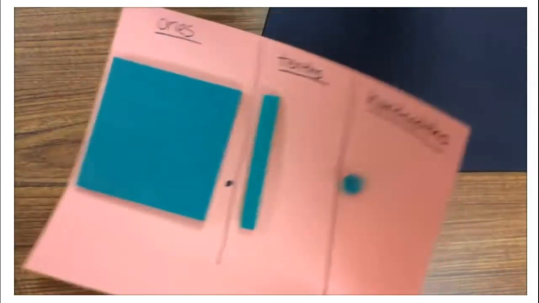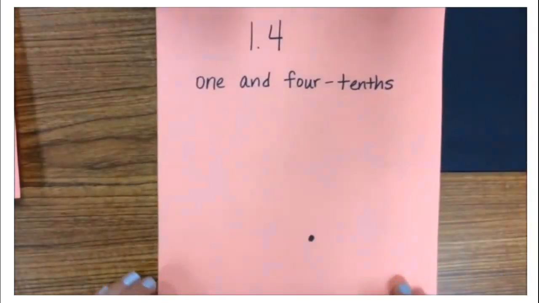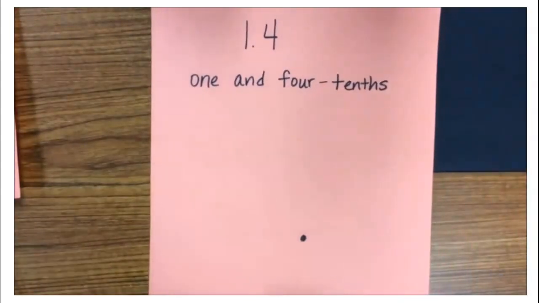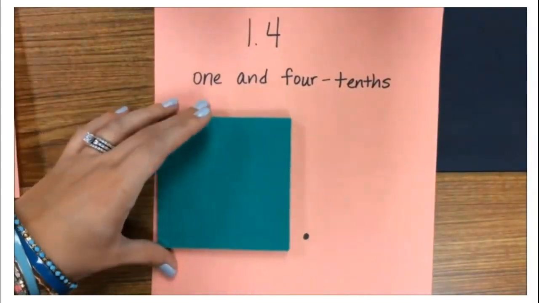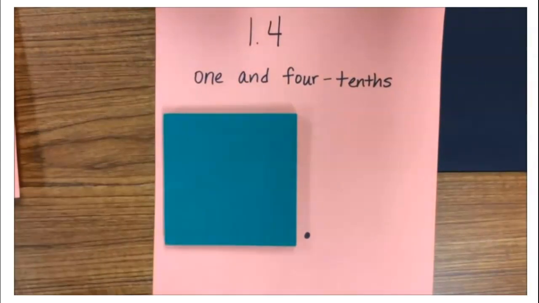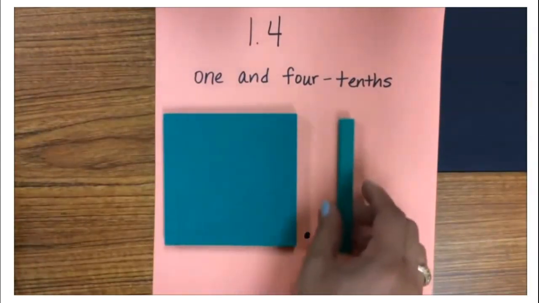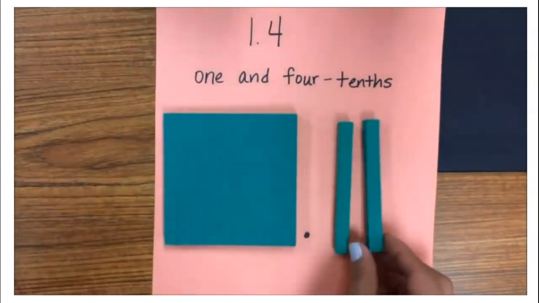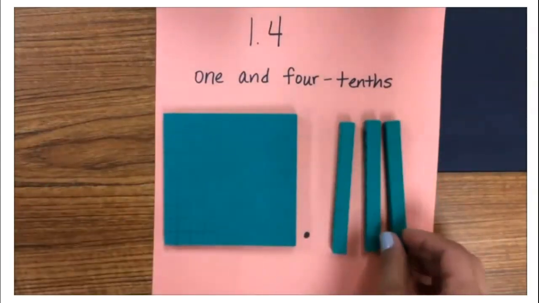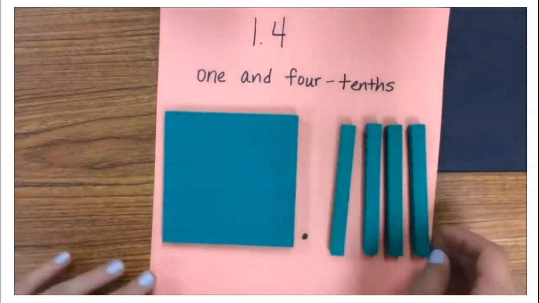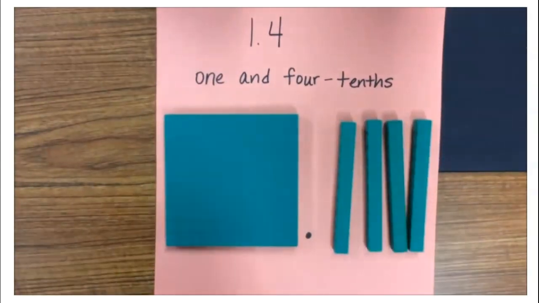So for example, if I want to represent this decimal 1 and 4/10, my 1 comes in front of the decimal. It's my 1 whole. So that's my 1 whole. And to represent 4/10, I'm going to need 4 tenths. So I would have 1, 2, 3, 4. So this model represents 1 and 4/10.